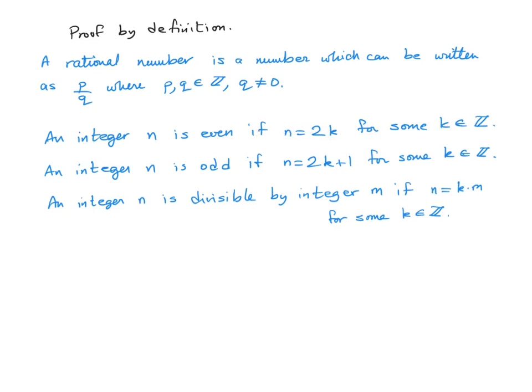Now I want to show you another symbol that's not in the textbook, but I like to use: the symbol that's a backwards capital E. It says there exists.